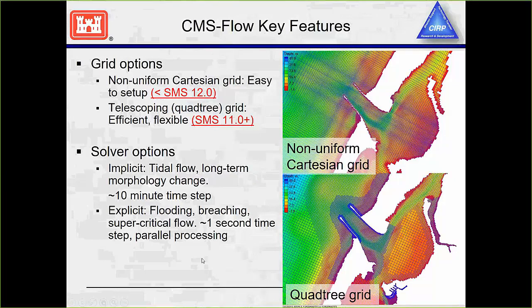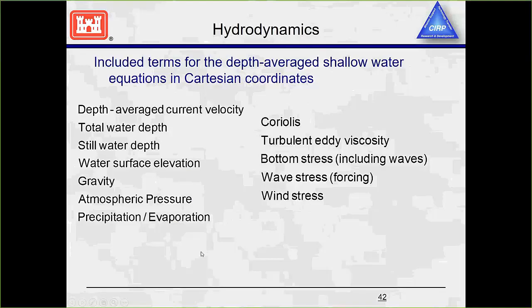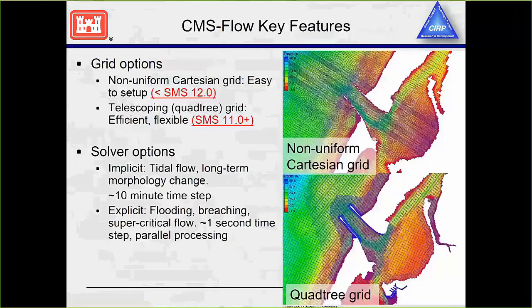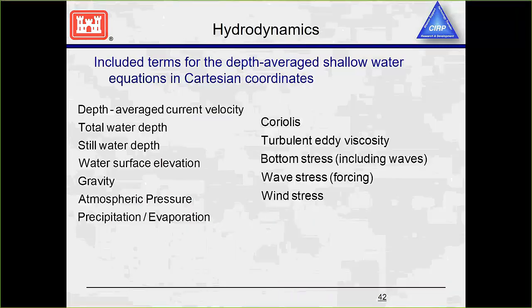So the different terms that we address with our hydrodynamics in CMS Flow: it's the depth average current velocity, total water depth, water surface elevation, we have gravity included, atmospheric pressure, we have precipitation and evaporation included at this point, Coriolis, eddy viscosity, wind and wave stresses, and then bottom stresses from the waves.